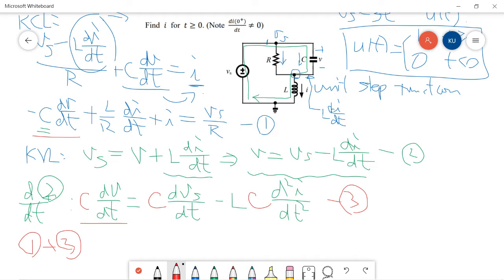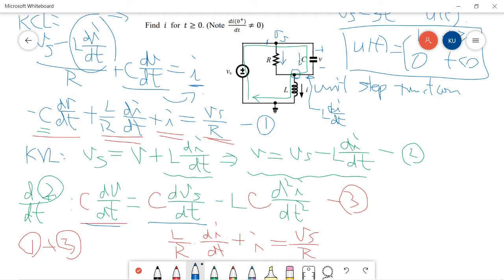And then on the left hand side, we have L over R di dt plus I, so equals to Vs over R. So we have this term, and this term. And then next, this is already cancelled. And we also have this one. So we have C dVs dt.